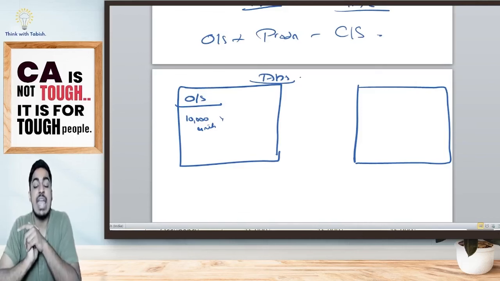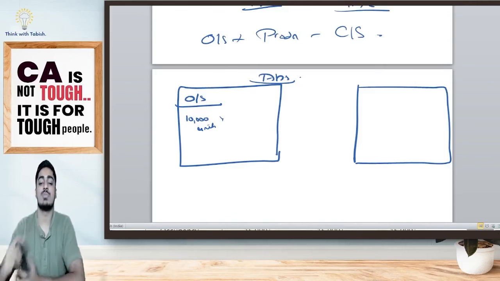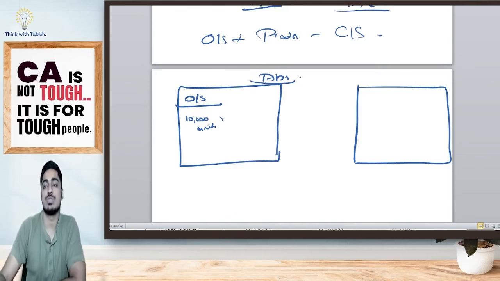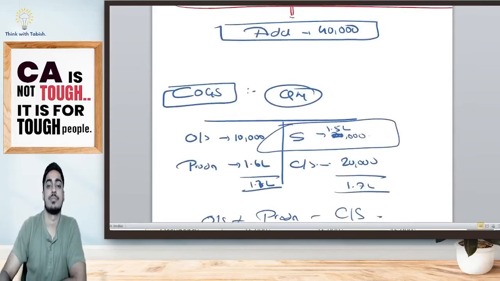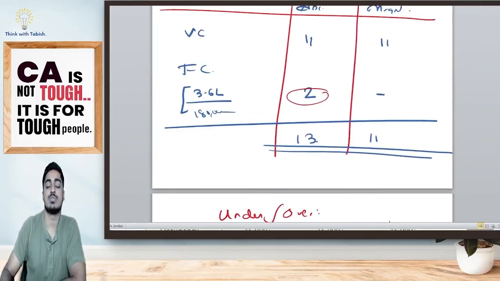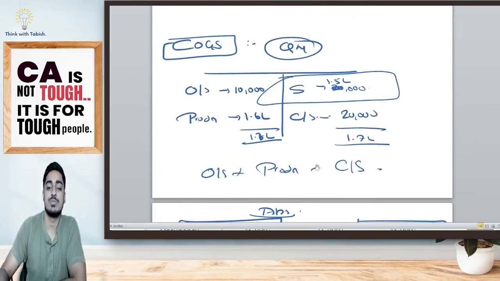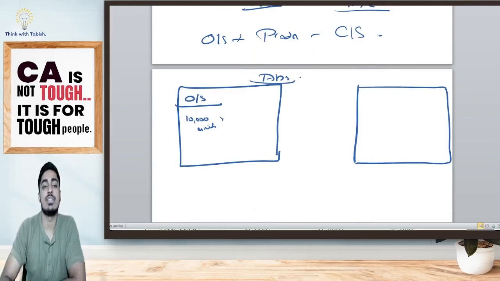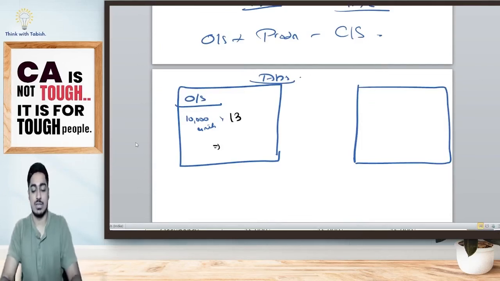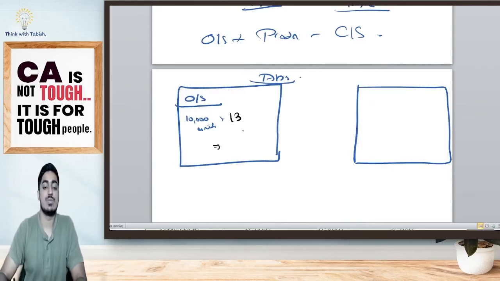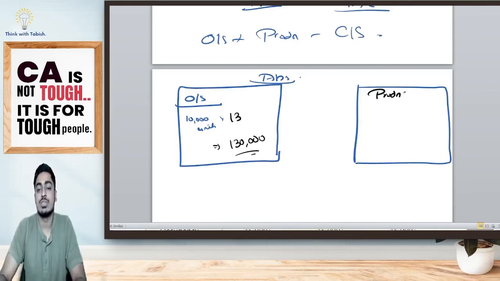What is my standard cost per unit as per absorption costing, students? 13 rupees is the standard ideal cost per unit as per absorption costing. So I have 10,000 units at the rate of 13 per unit. How much cost have we incurred? 1,30,000 rupees. Is it clear?